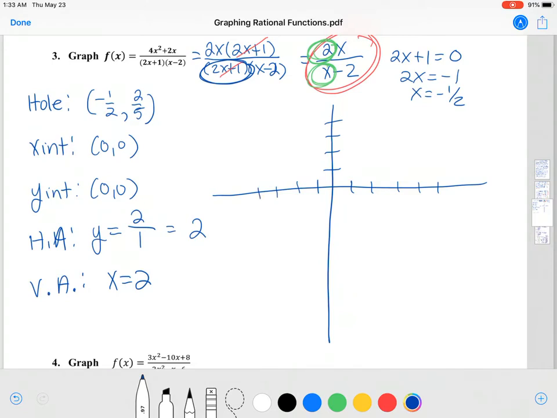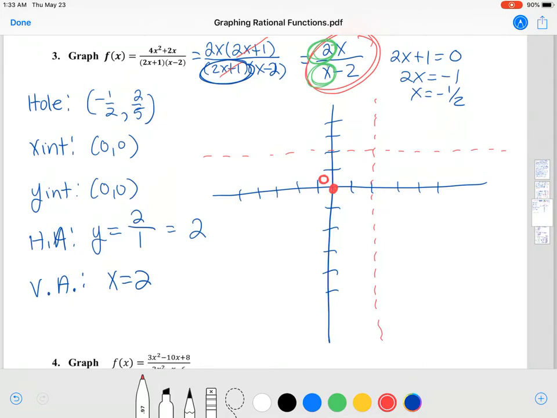Again, I'm doing this on a scale of 1. Okay, so we have a hole at -1/2 and 2/5. So it's going to be somewhere in here. We have an x and y intercept at 0. We have a horizontal asymptote at 2. So that's where when we go all the way to the right and all the way to the left, that's where the graph is going to flatten out and level out. And for our vertical asymptote, we have x is equal to 2.